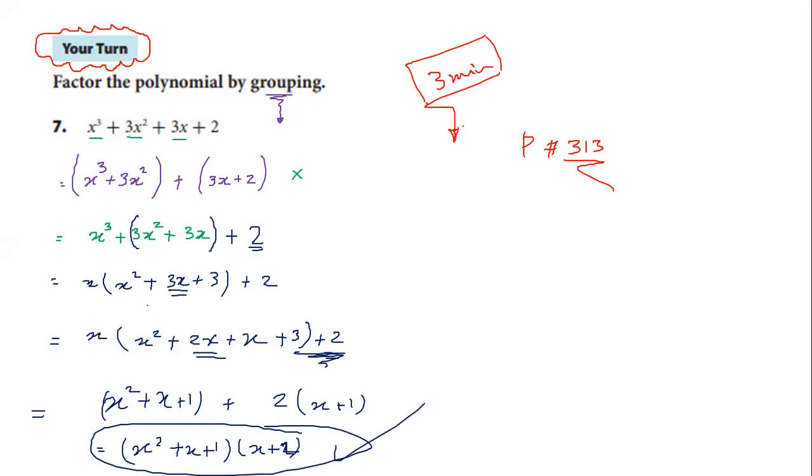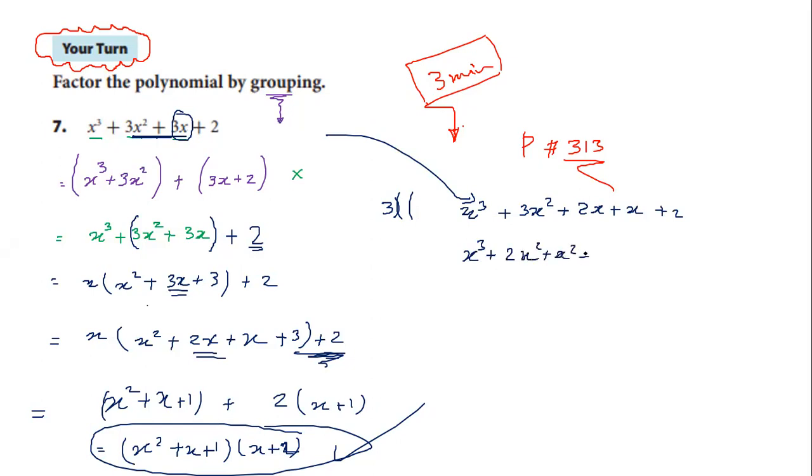But I think it would be easier if we just take 3x squared plus 3x and divide them from the beginning. We divide 3x squared into x squared and 2x squared, and we also divide 3x into 2x and x. So we have x cubed plus 2x squared plus x squared plus 2x plus x plus 2, right?